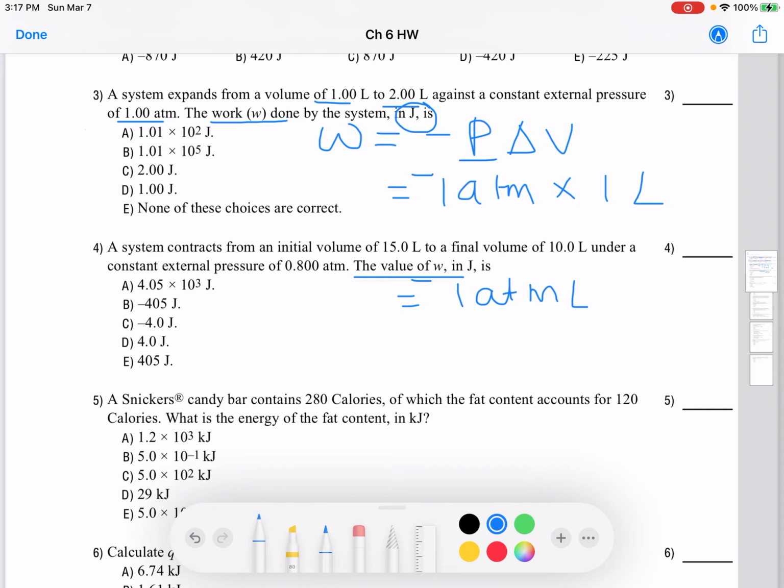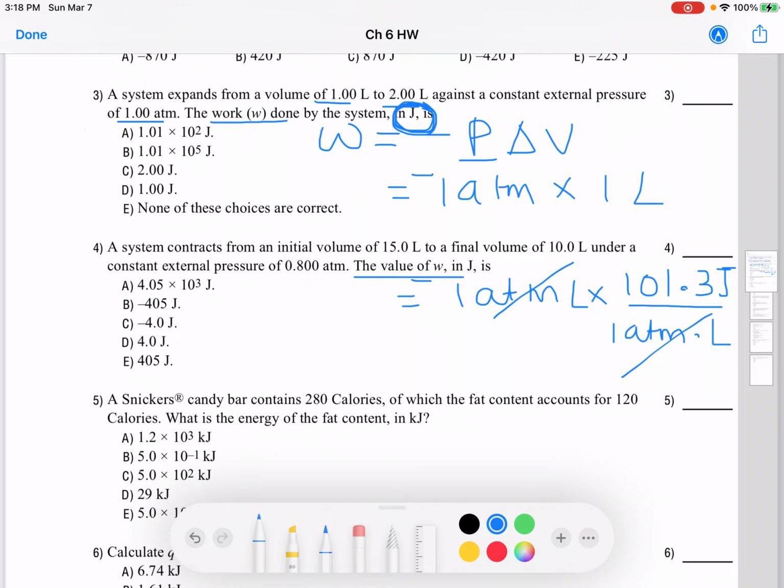Okay. And we have 1 atm liter, but what we need to do is convert it into joules. That's what we want in the units. So how do we convert atm liters to joules? You were given the conversion in your lectures. 1 atmosphere liter is equal to 101.3 joules. Okay, 101.3 joules. So when you multiply this, it's going to be 101.3, the atm liters cancel.